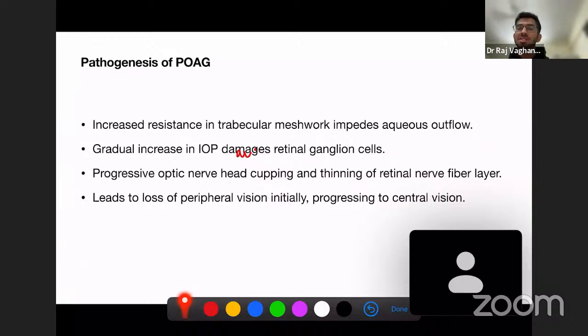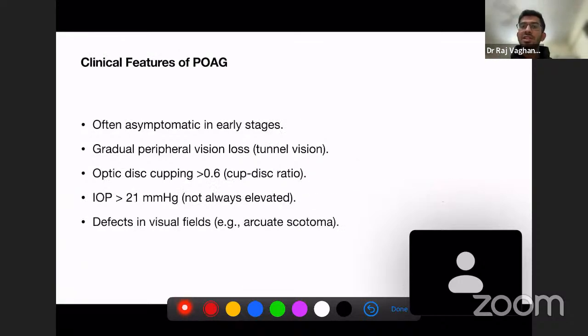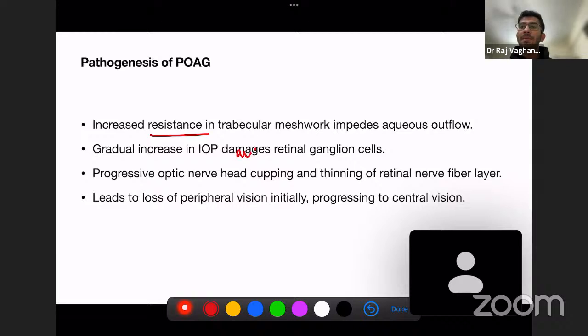Increased resistance in the trabecular meshwork impedes the aqueous outflow. So if there is increased resistance in the trabecular meshwork, that will cause blockage of the aqueous outflow. If there's resistance in the trabecular meshwork, it will not allow the aqueous humor to get drained out. So it will cause restriction of aqueous outflow.